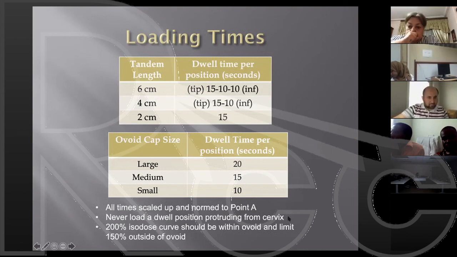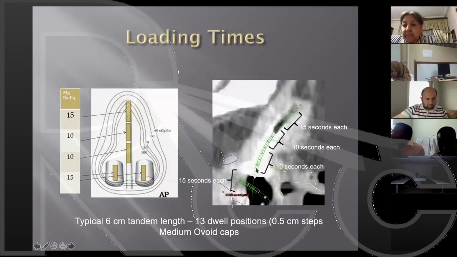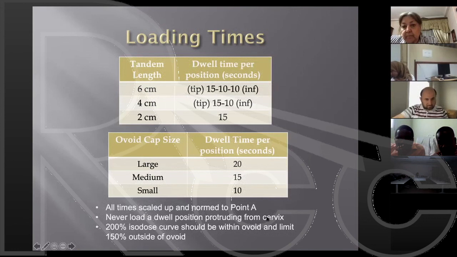Never load a dwell position protruding from the cervix. So you can see here, I pulled up this, probably not the ideal, because I don't even like this dwell position that's actually within the flange here. I would have stopped the dwell positions right here as you get to the top of the flange. So never load a dwell position protruding from the cervix. That leads to higher vaginal surface endpoint and ICRU rectal doses. The 200% isodose curve should be well within the ovoid and limit the 150% isodose curve to the surface or below.